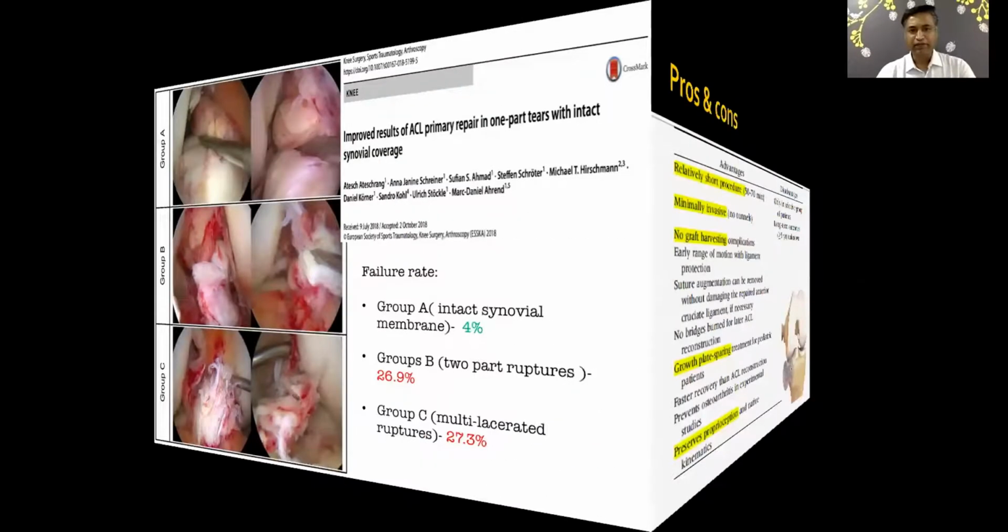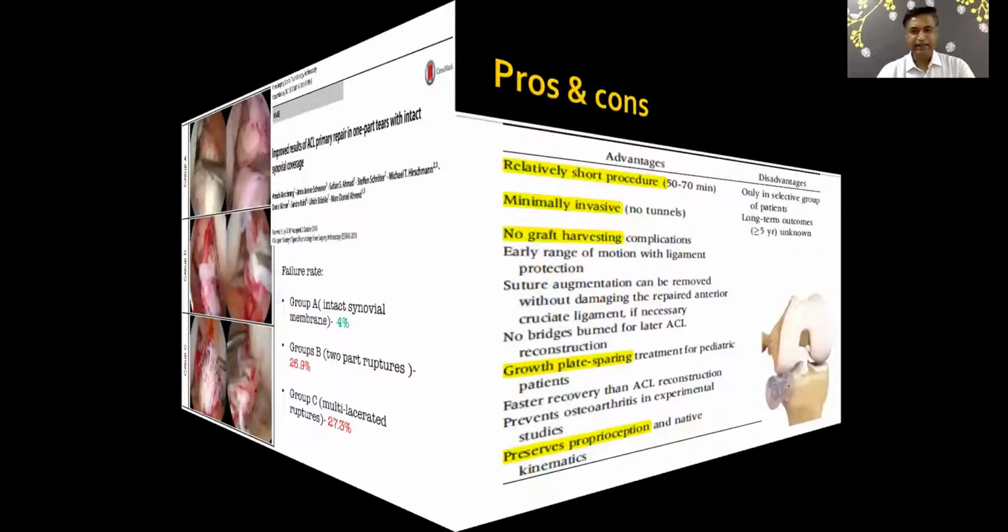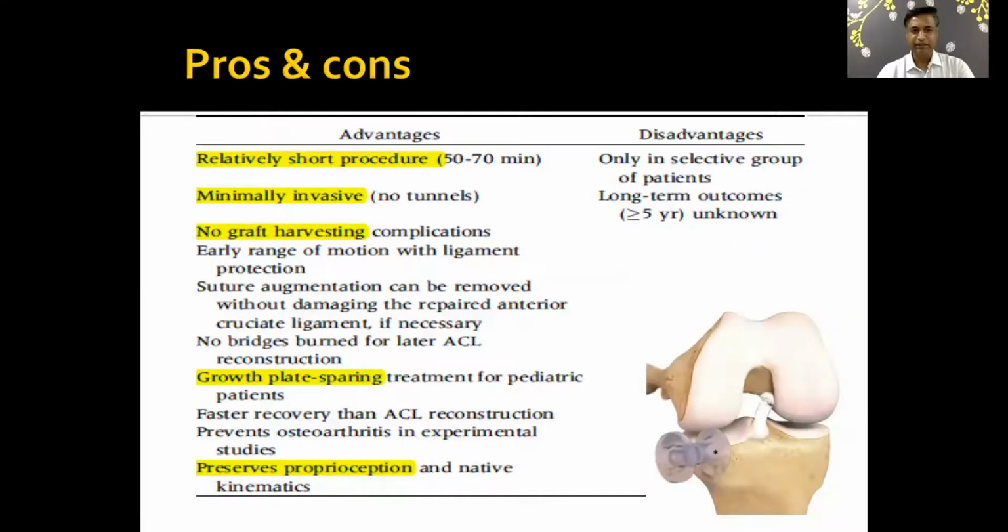So what are the advantages of this procedure? It is a relatively short, minimally invasive procedure. There is no morbidity following graft harvesting. Suture augmentation can be done without making big tunnels; you can do it by making very small tunnels. It is also a very good technique in pediatric injuries where you can still spare the physis. The recovery is fast, and it preserves the proprioception and native kinematics.